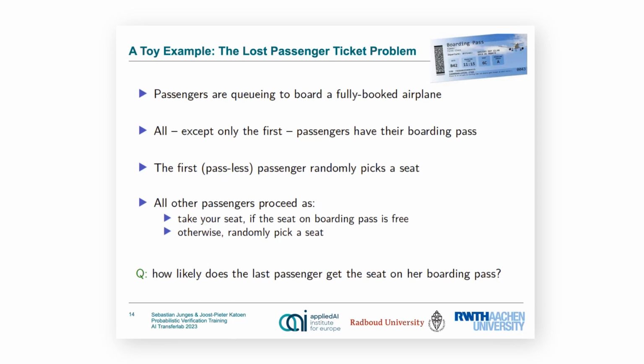Okay. And now all other passengers enter the plane. They all have a boarding pass. So what do they do? Well, if the seat on their boarding pass is free, of course, they're going to be seated there. Otherwise, they're going to randomly pick a seat, because it could be that their seat is occupied. Question: how likely is it that the last passenger gets the seat on her boarding pass?